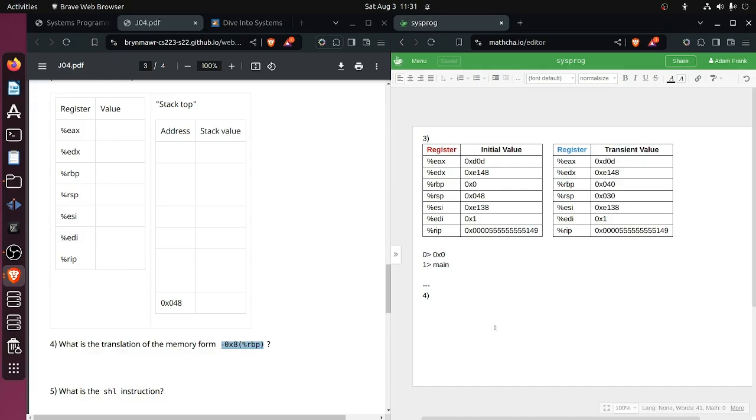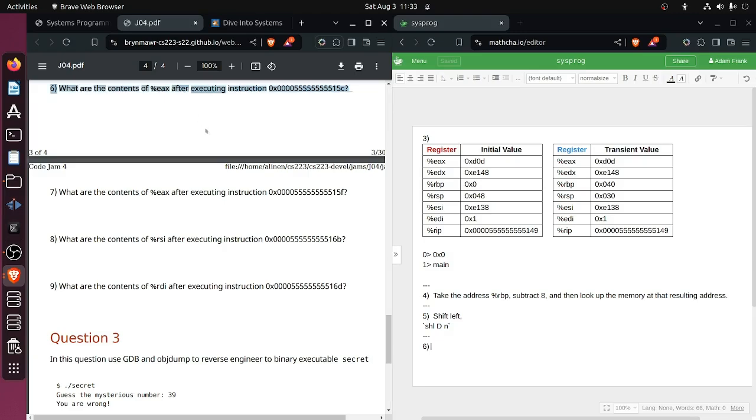It should mean take the address %RBP and subtract 8. That's what this minus 0x8 on the outside is meant to do, to offset that address by 8. So in that case, subtract 8, and then look up the memory at that resulting address. What is the SHL instruction? That is the shift left instruction.